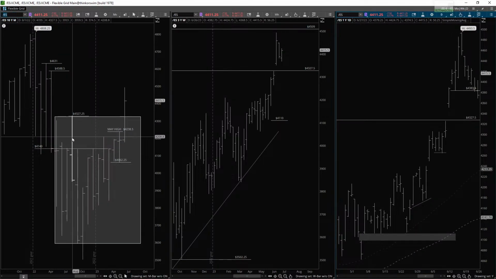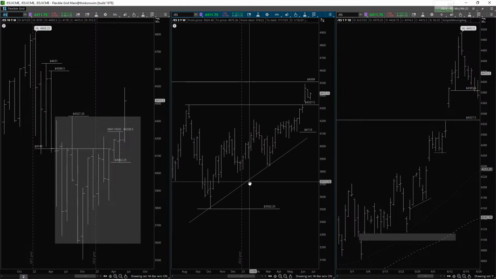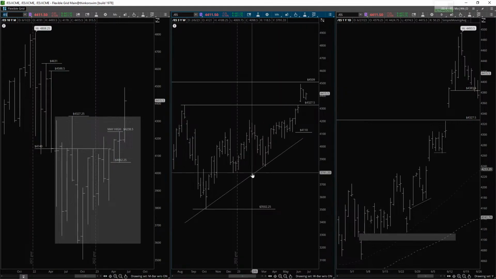This market was trading in a range. We have an upside breakout in the monthly time frame. We have a trending market to the upside. Notice this trend line here. How beautiful this line is.